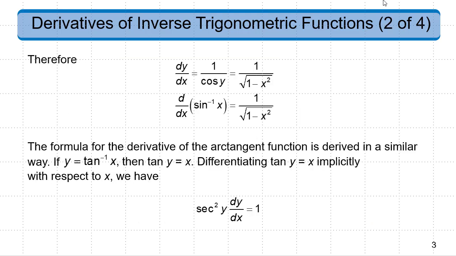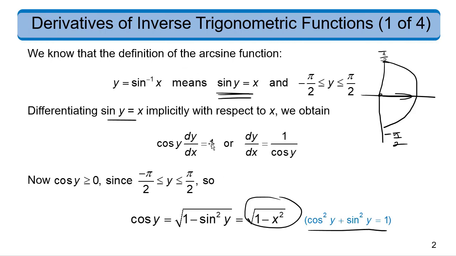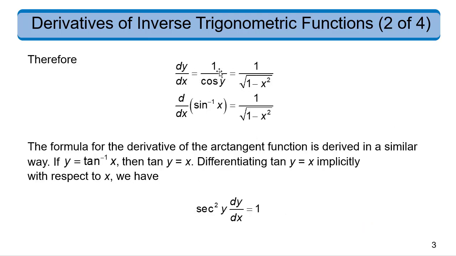So now we can put it all together and realize that dy dx equals 1 over cosine y, which is what we had before. We had dy dx equals 1 over cosine y. We just showed that cosine y was the square root of 1 minus x squared. Put it all together, dy dx equals this. And remember, 1 over cosine y was where we got the derivative of sine inverse of x. And this is now the final answer for the derivative of the inverse sine of x.